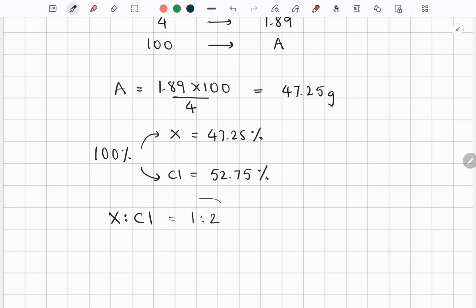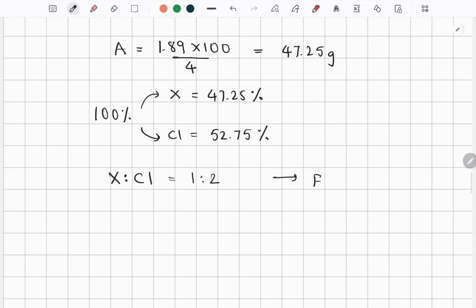Are these fractions? No, they are whole numbers, a simple whole number ratio. That means I can write my empirical formula as XCl2. So my empirical formula is nothing but XCl2.